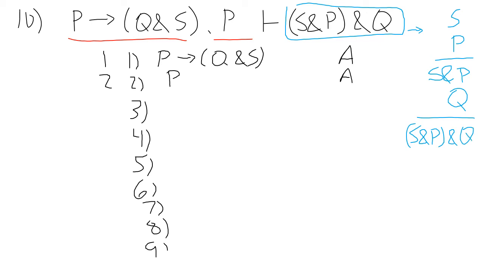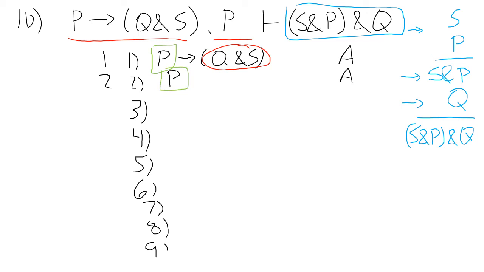So we got to start up here to build this S and P, and then we're going to add the Q together, but we got to build the S and P first before we can put S and P and Q together to arrive at our conclusion. So let's look at what we have here in the premises. Well, I have a conditional statement here in line 1. Do I have the left side for that conditional statement? Well, yes, I do here in 2.